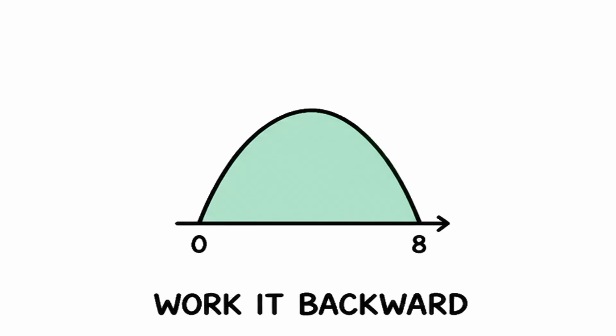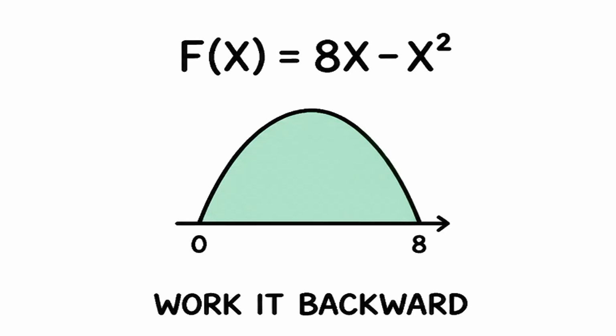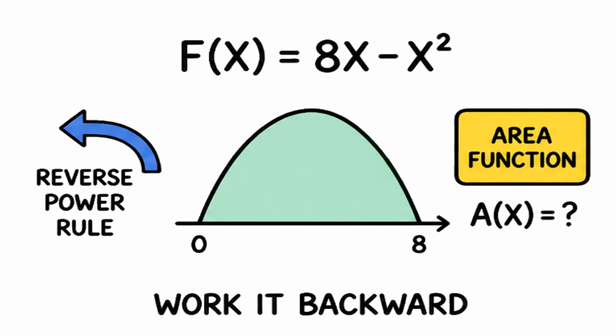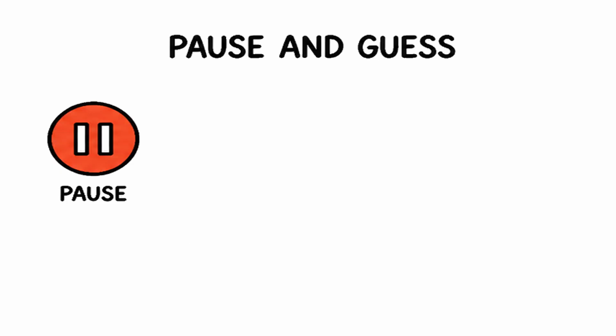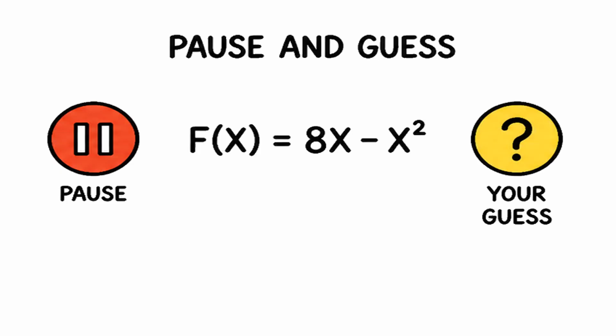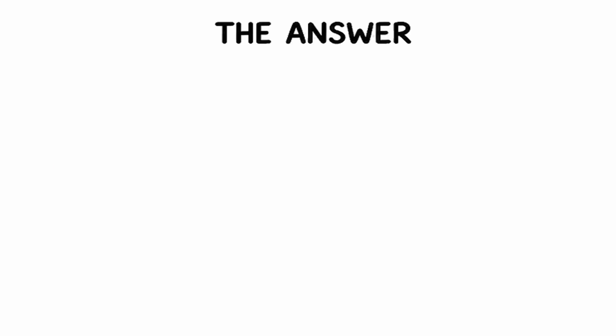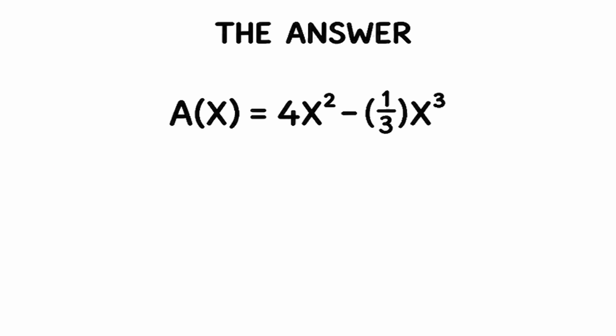Take this curve. f of x equals 8x minus x squared. To find the area function, we use the reverse power rule. Pause the video right now and see if you can guess the equation that differentiates into this curve. The answer is 4x squared minus 1/3 x cubed.